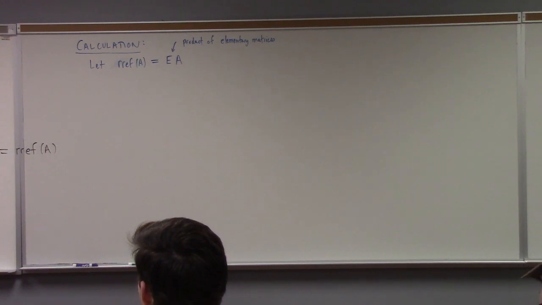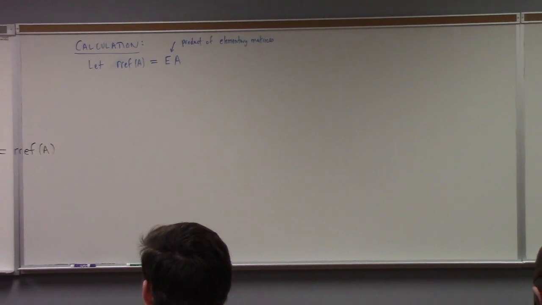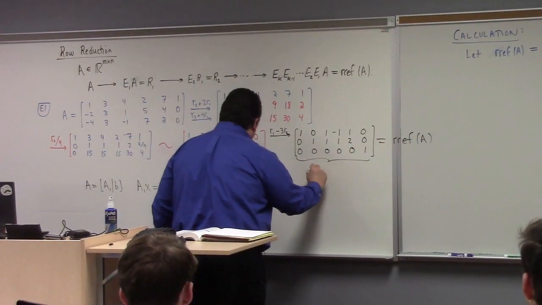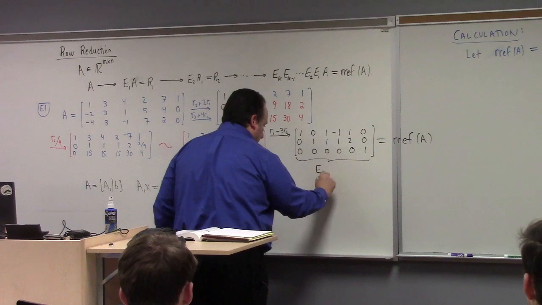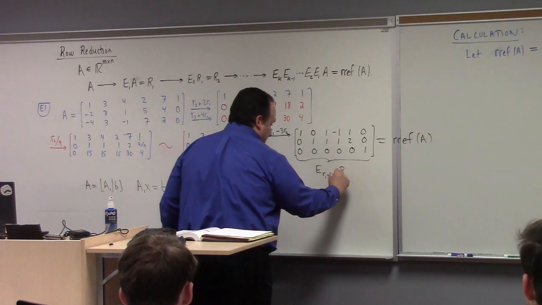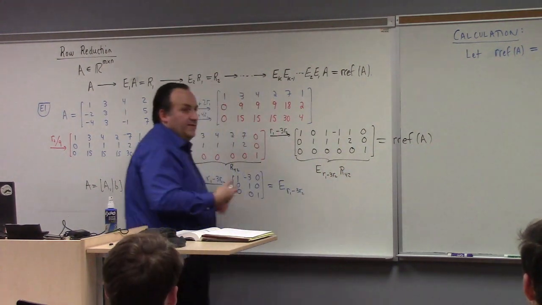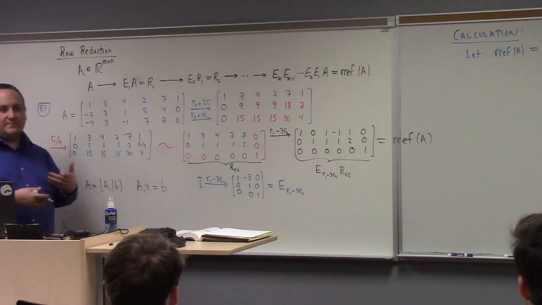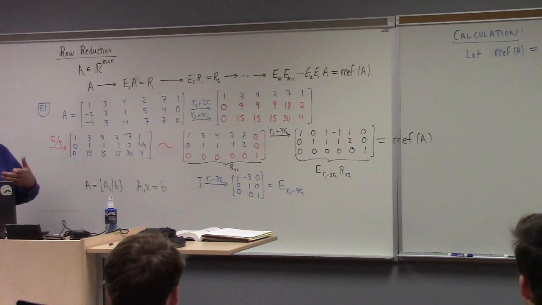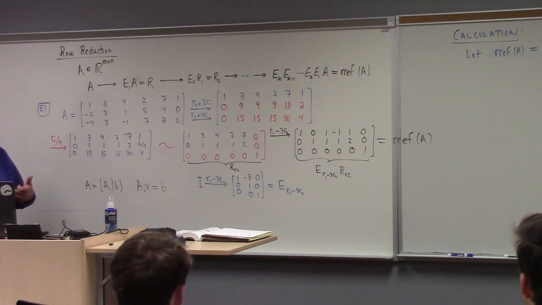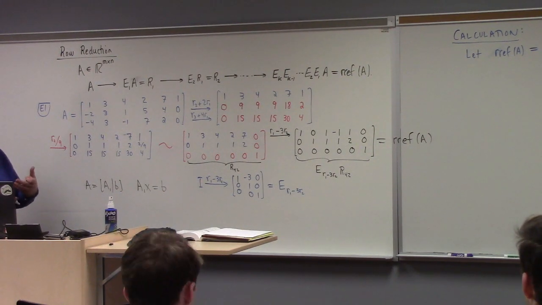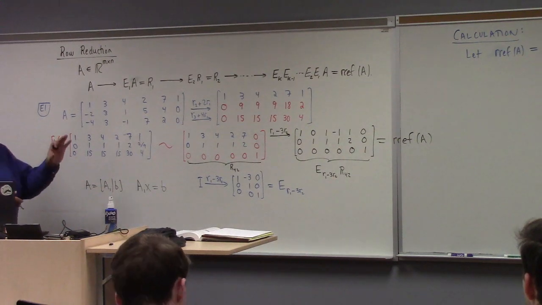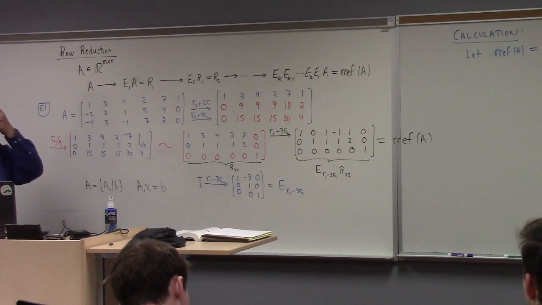Here's the thing. If I call this thing R42, just to give it a name, then this right here, you can calculate, is nothing more than R1 minus 3R2 times R42. Every row operation can be implemented by multiplication by an appropriate elementary matrix. An elementary matrix is simply one where you take the identity and you do an elementary row operation to it. That's it.